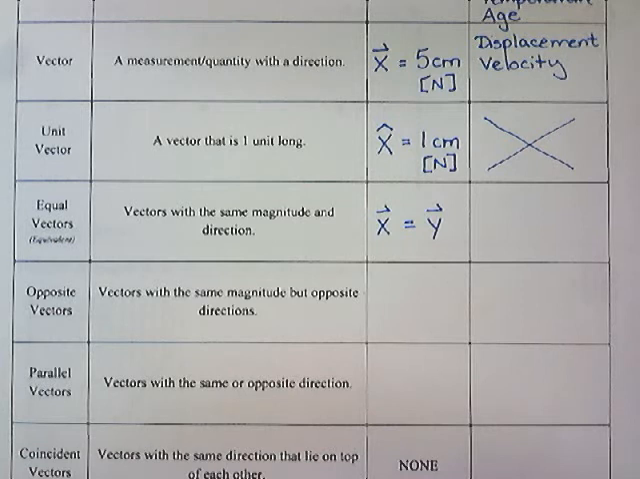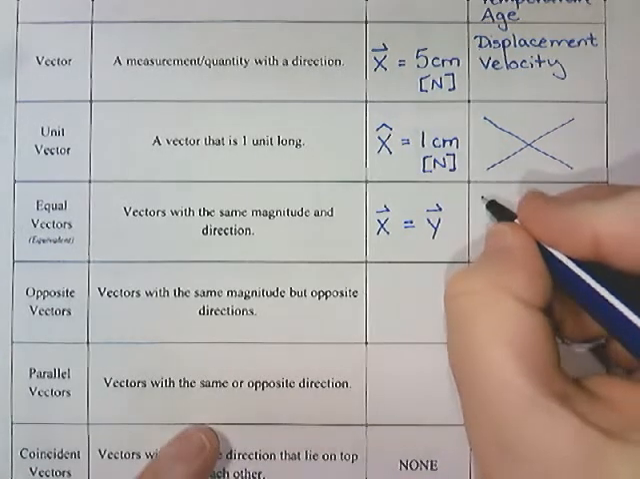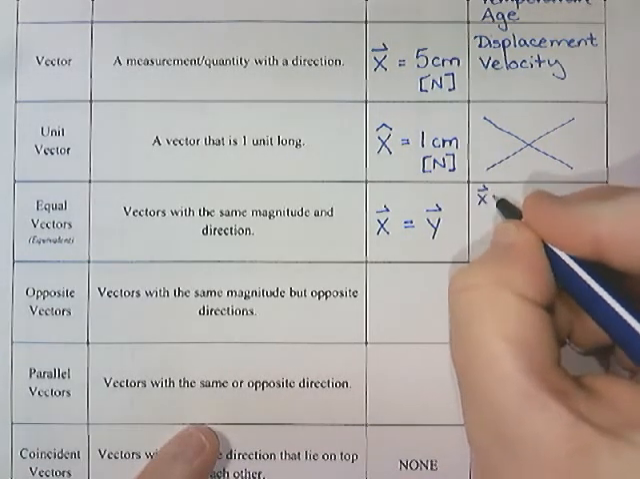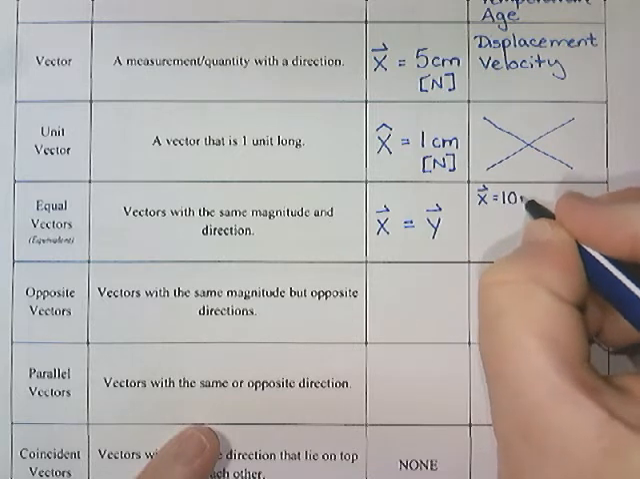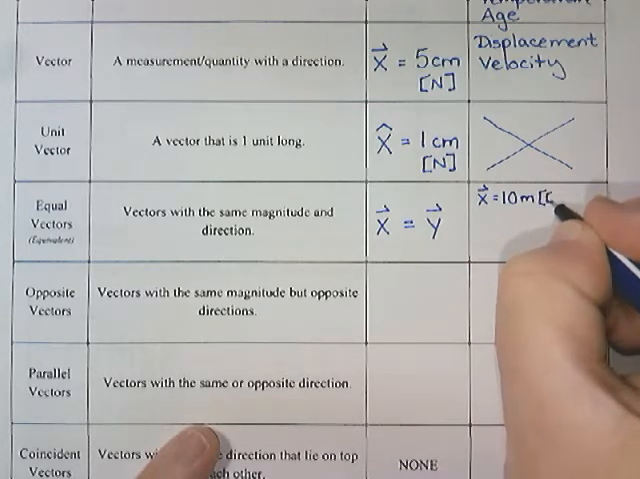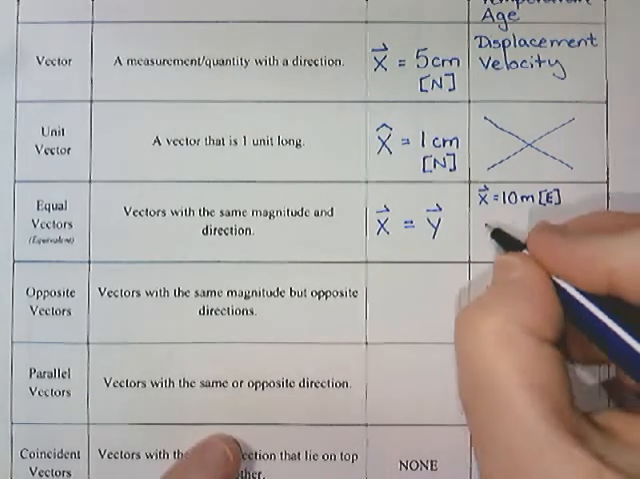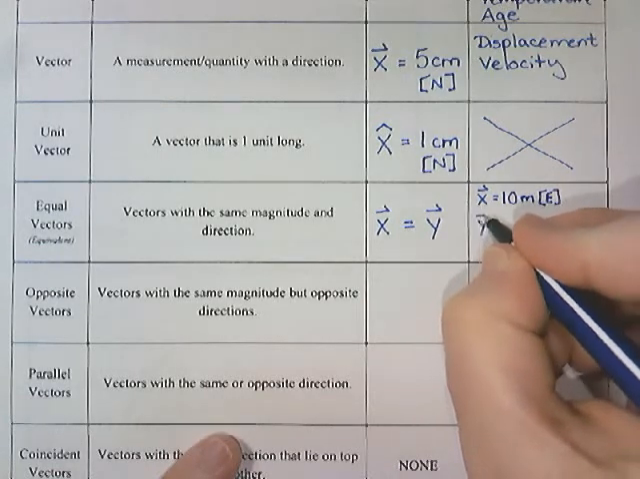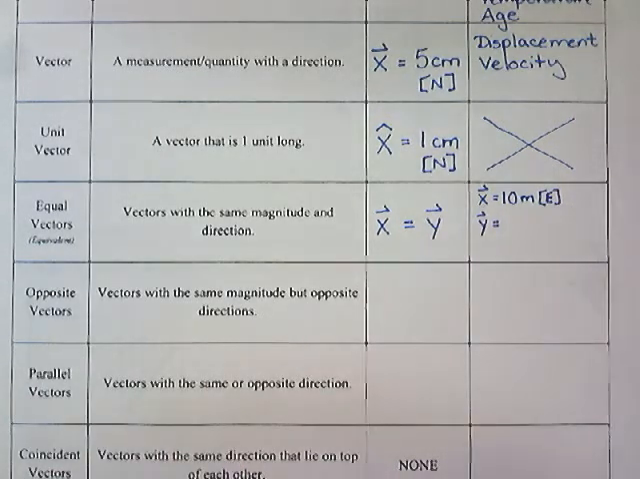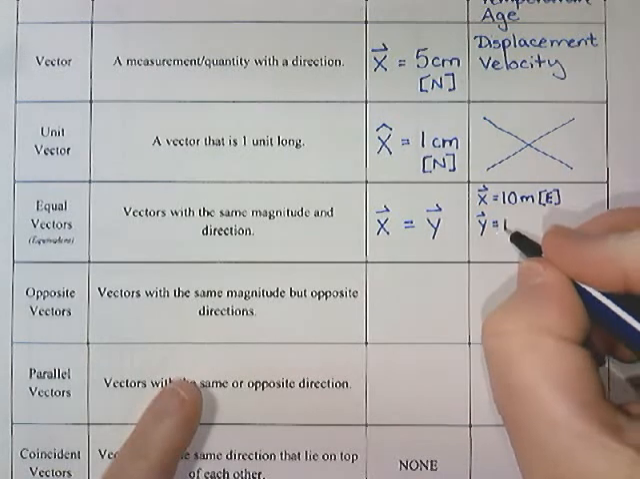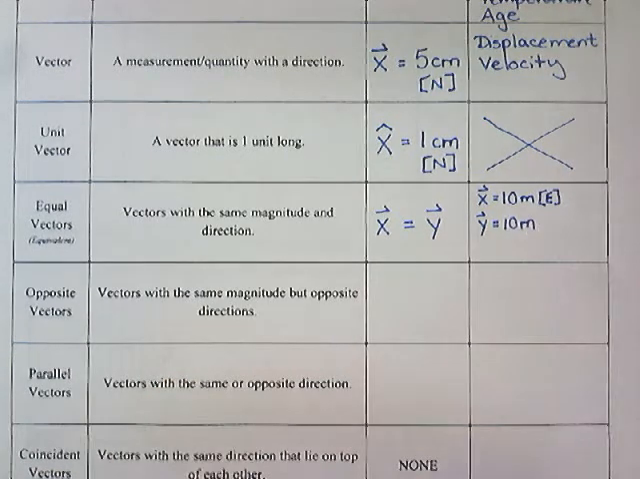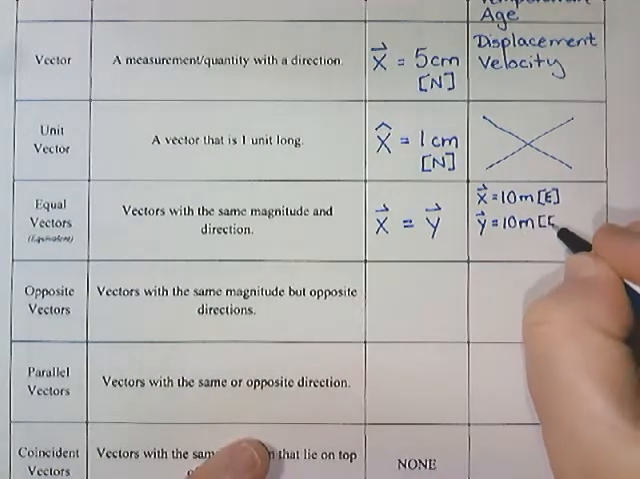So if I did a numerical example, maybe vector x is 10 meters east. And then an equal vector to go with that would be vector y. It would also have to have the same magnitude, so 10 meters. And it would have to have the same direction, so it would also have to be east.